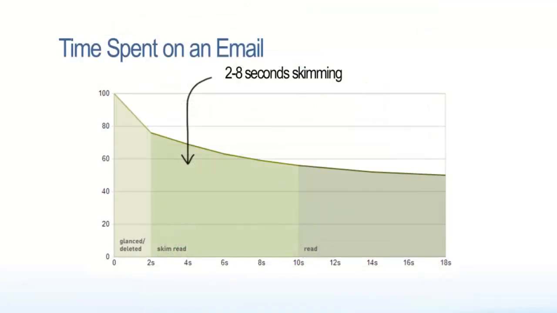The thing to remember is most people spend between 2 to 8 seconds skim reading an email. Then they'll either decide to read it in more detail, action it, or delete it. That means there's a 50-word maximum when reading, because the average person can only read 250 to 300 words per minute. So 2 to 8 seconds is really not a long time.